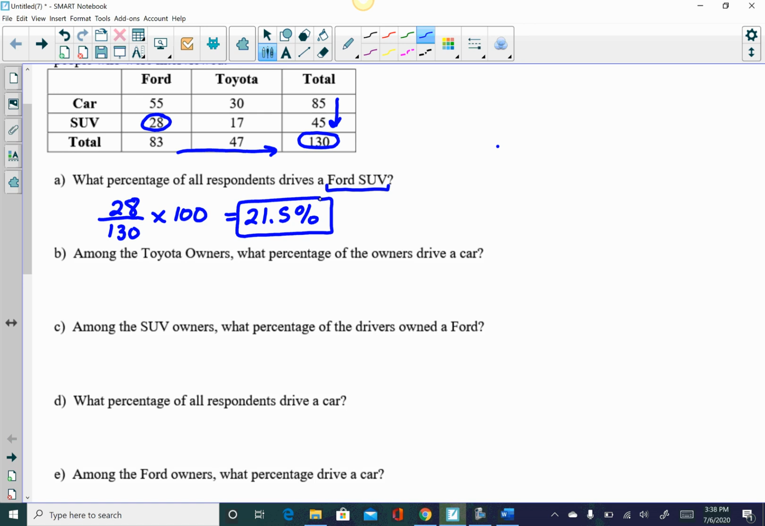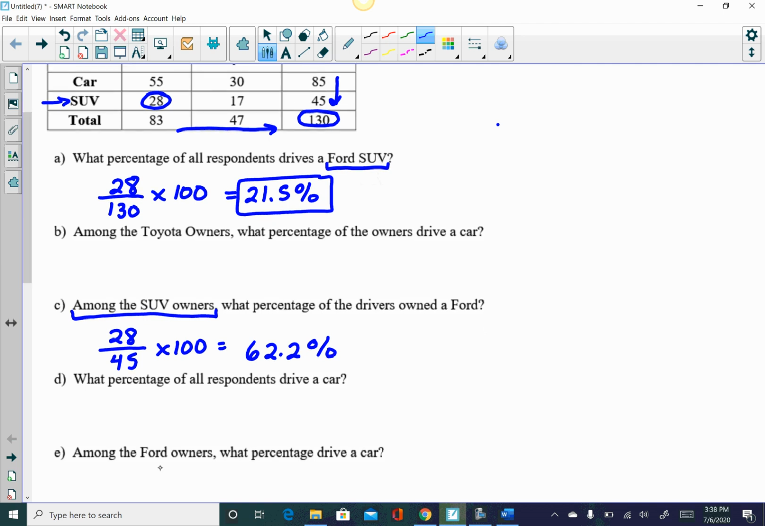Okay, I'm going to scoot on down then to part D. Actually, let's do C. It says, among the SUV owners, what percent of the drivers owned a Ford? So among the SUV owners, that means that's your bottom number. So total SUV owners. So here's your SUV line. To get total SUV, you've got to follow it all the way across. So that would be 45. How many of those owned a Ford? We know there's 28 Ford SUV owners. So you've got your 28 over 45 times 100, and that should put you at 62.2%.